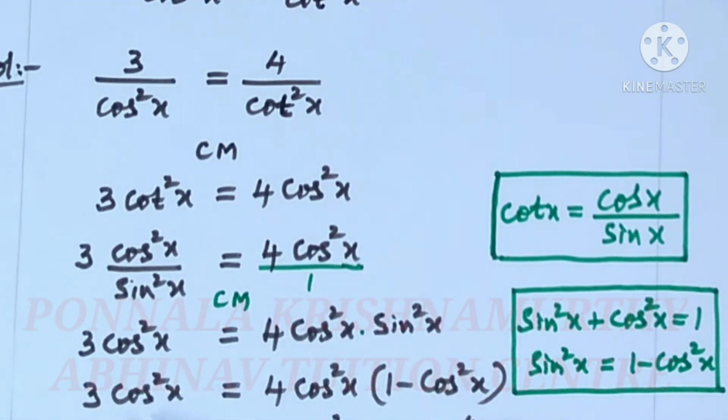Now this is 3 cos square x is equal to 4 cos square x as it is, and instead of sin square x we write 1 minus cos square x. We have a formula identity: sin square x plus cos square x is equal to 1. Then sin square x is equal to 1 minus cos square x. So we write 1 minus cos square x in place of sin square x. Now all these are in terms of cos.